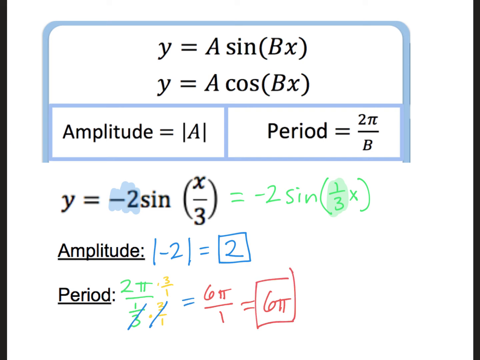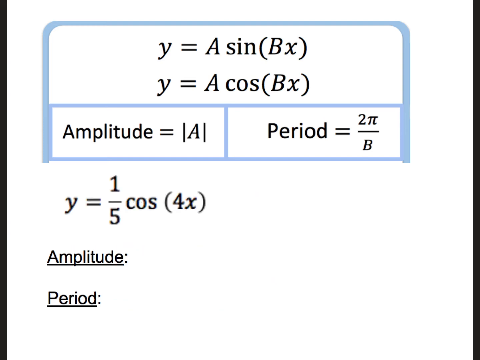All right, let's look at our next example. For this one, we have y equals 1/5 cosine of 4x. Again, we want to start by figuring out our a value. In our case, it is 1/5. So we are going to take the absolute value of that to find our amplitude. The absolute value of 1/5 is just 1/5.